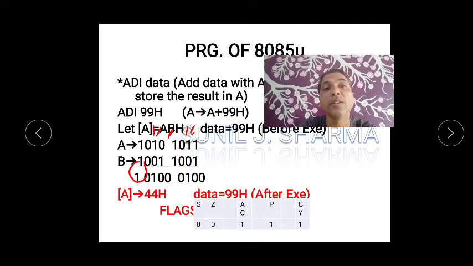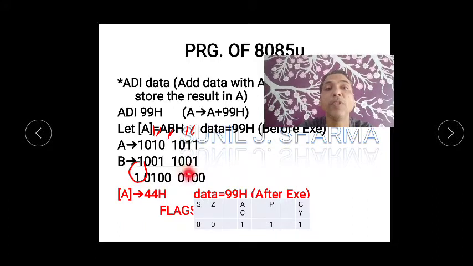carry 1, then here also this 1 will be written as it is because 0 plus 0 is 0, but carry is there, 1. But here can you see 1 plus 1 is 0, carry 1. So we have generated the auxiliary carry. So that's why can you see auxiliary carry is there.